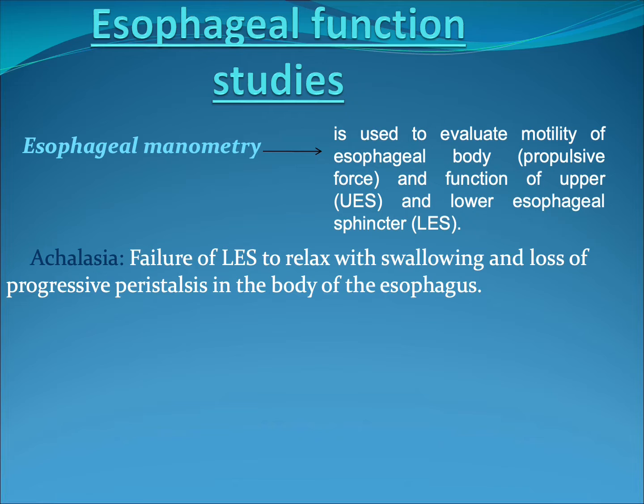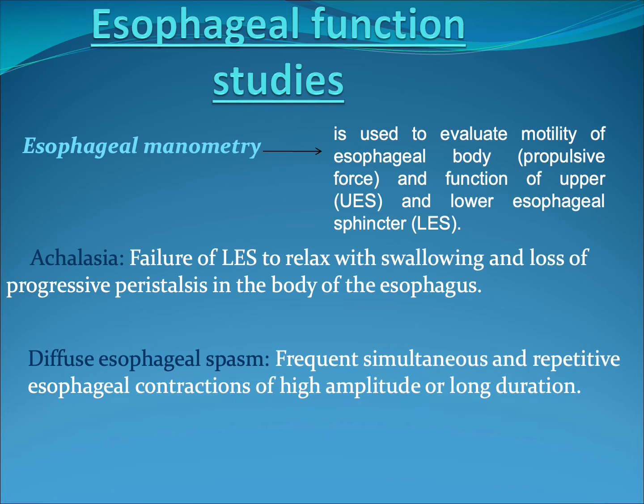So this will lead to progressive dilatation of the esophagus due to inability to propel the food through the lower esophageal sphincter to the stomach, and the food will accumulate in the esophagus. The other entity is diffuse esophageal spasm, and in diffuse esophageal spasm there are high amplitude and long duration repetitive contractions of the body of the esophagus, which do not result in propulsion of the food from the esophagus to the stomach, and usually patients will have chest pains.